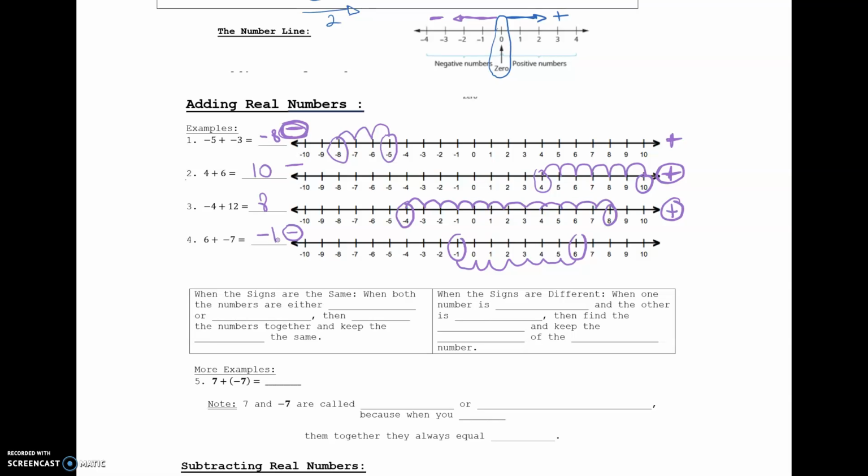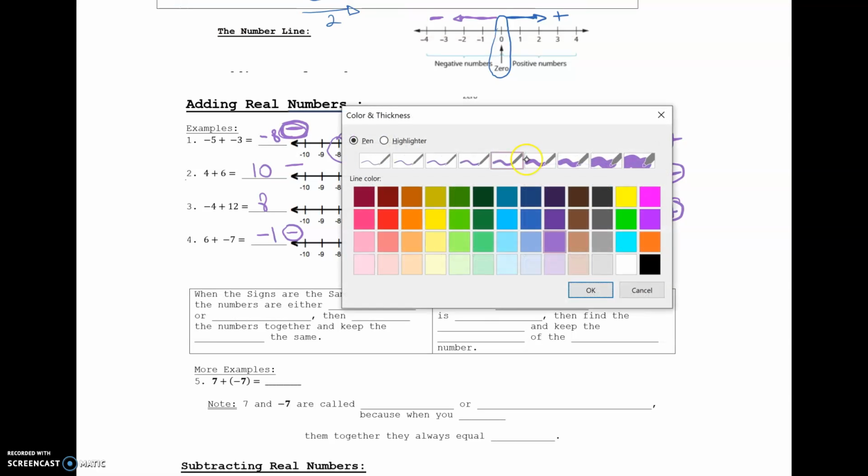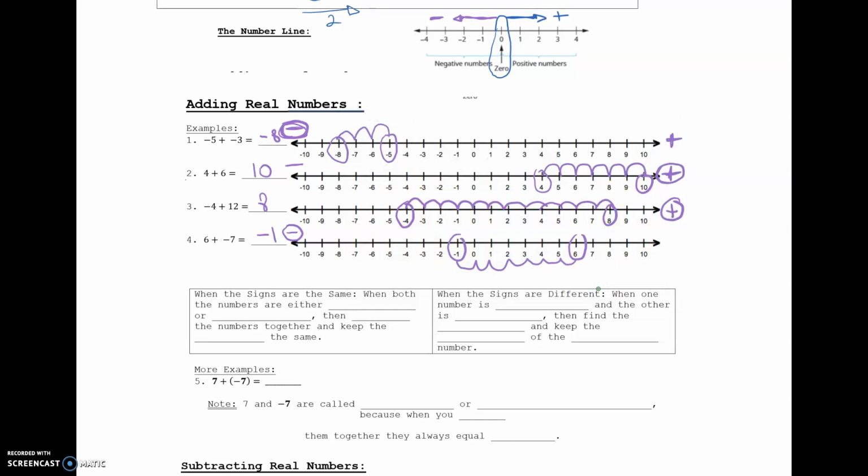Now, I'm going to group my examples. I'll use this thicker pen, and I'll do this green. Okay, so I'm going to group these two together, and I'm going to group these two together. And there's a reason for why I'm doing that, because I noticed for examples 1 and 2 that both of my examples have the same sign. So I'm going to have very specific rules for those. And then for 3 and 4, I have different signs, and so I'm going to have different rules for those.